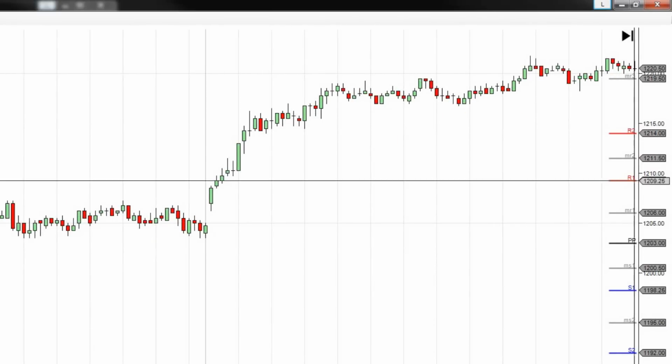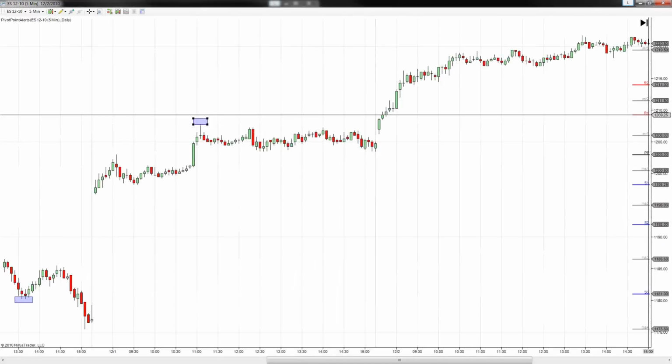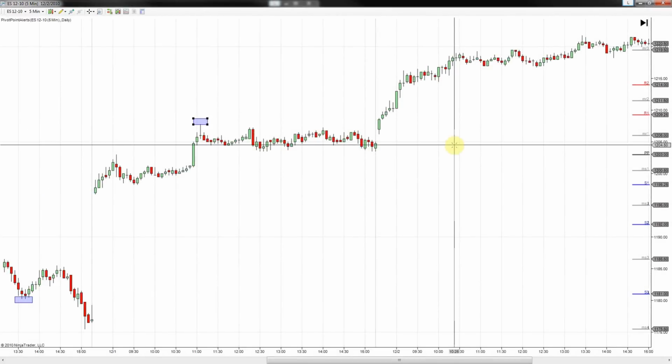In video number 2, I'm going to play back some recorded data so that you can see how this indicator actually does work in a real-time setting.